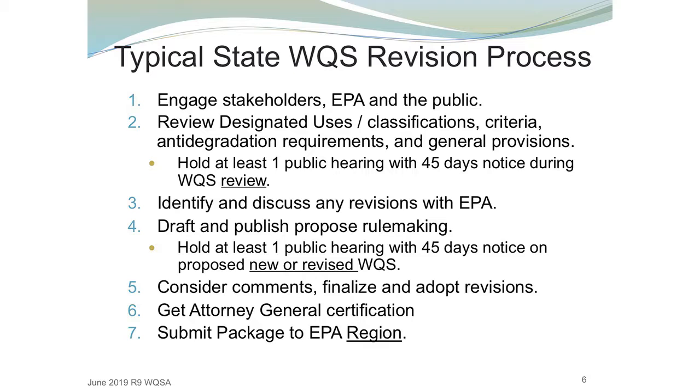Again, it says identify and discuss with EPA. Draft your rulemaking, hold at least one public hearing. This is just a basic process. Get comments, consider your comments, finalize, adopt provisions, get Attorney General certification, or in the case of California, Office of Administrative Law, and submit the results and supporting analysis to not me, but our regional administrator. And then it sort of comes down to me.